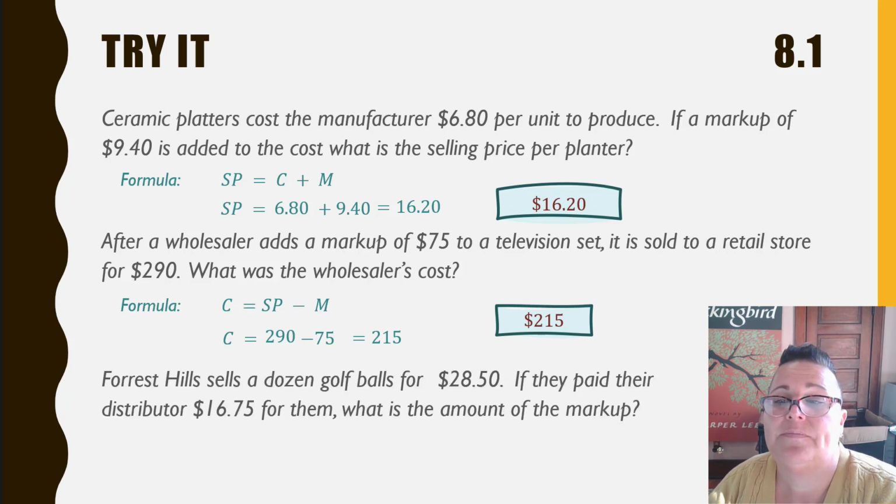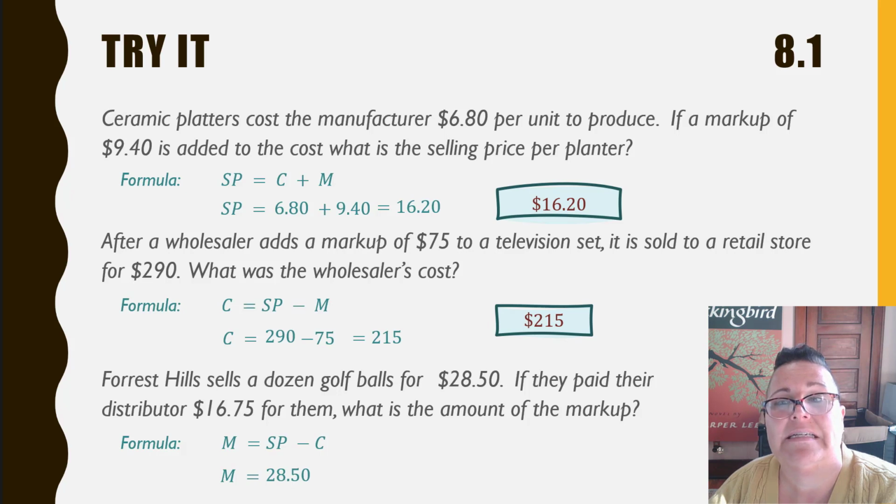Forest Hills, which is a golf course here in La Crosse, sells a dozen golf balls for $28.50. If they paid their distributor $16.75 for those golf balls, what is the amount of the markup? So if I'm looking for the markup, I can subtract the cost from the selling price. So markup is selling price minus cost, which would be $28.50 minus $16.75.